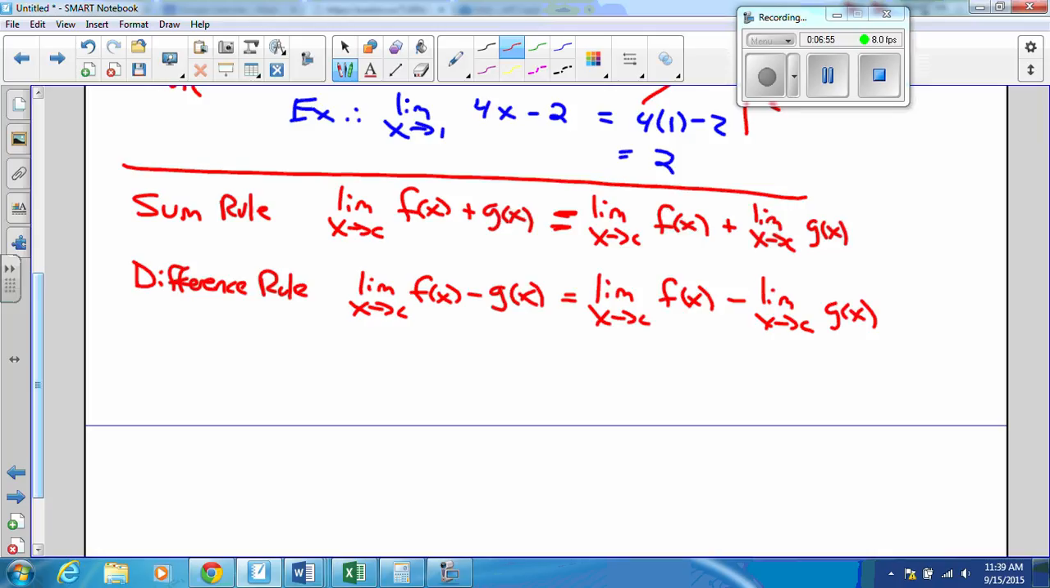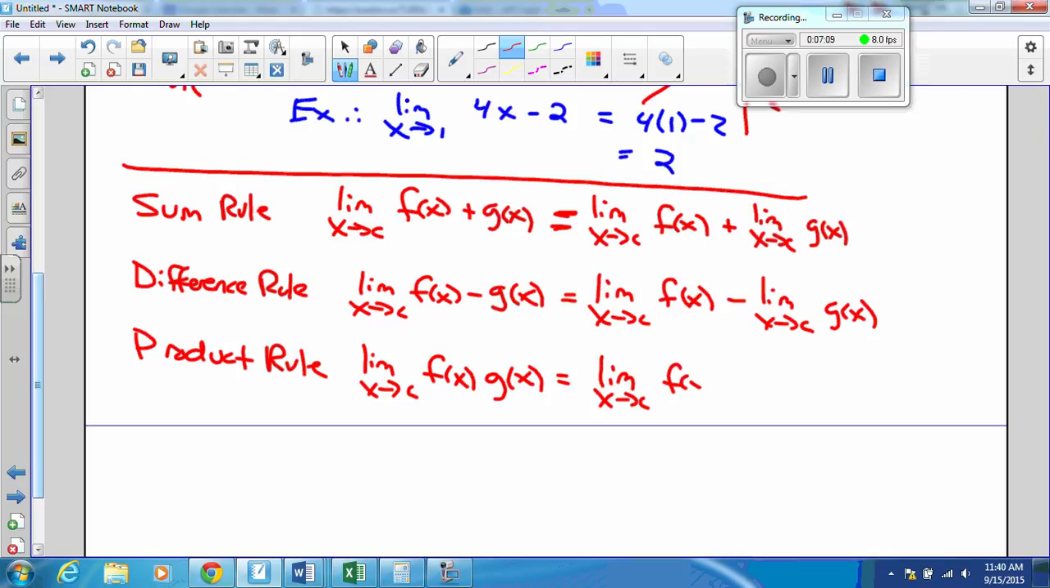Just like so. And products. The limit of a product is the product of limits. Like that. Now, this product rule is a rule that now helps us to evaluate some limits that we couldn't evaluate before. Let me show you an example of that.